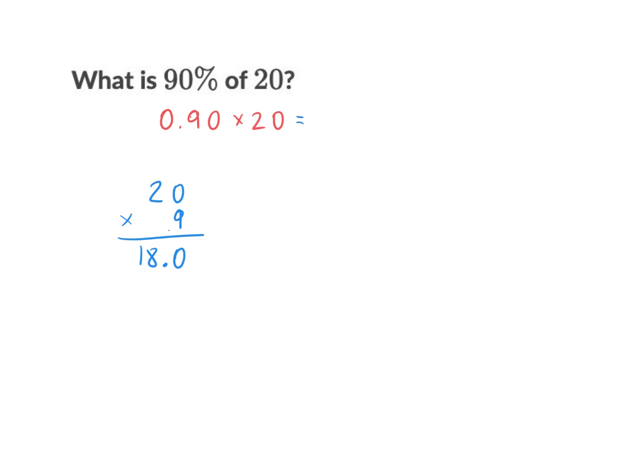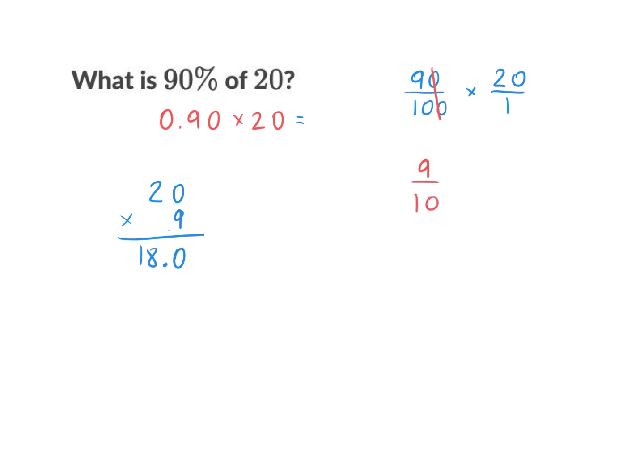This time, how much money off is my item? $18, right? So I'm only paying $2. Good deal. Remember, if you prefer working with fractions, you could make 90%, 90 out of 100 times your 20 over 1. And then you can simplify before you solve.